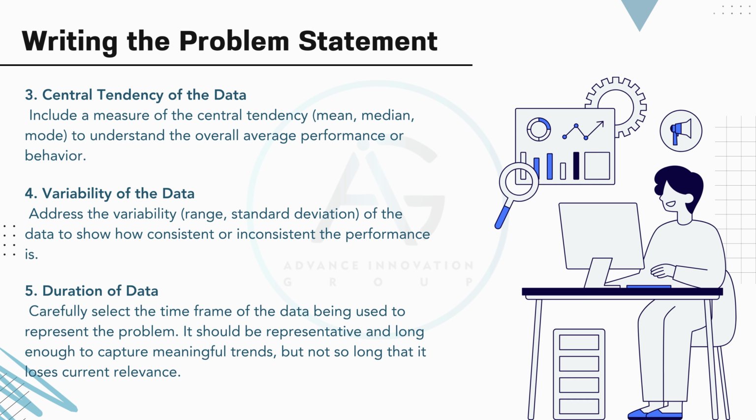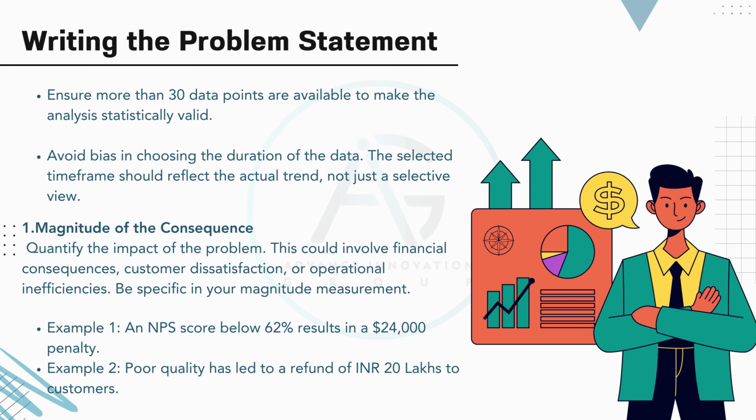the issue. To wrap up this section on writing a data-driven problem statement, let's focus on a few final best practices that ensure credibility and impact. First, ensure that your analysis is statistically valid. This means working with a sufficient sample size, at least 30 data points. This helps ensure that the results are reliable and not just random fluctuations. For example, if you're analyzing recruitment delays, don't base your conclusion on just a handful of job openings. Look at least 30 cases to draw meaningful insights.